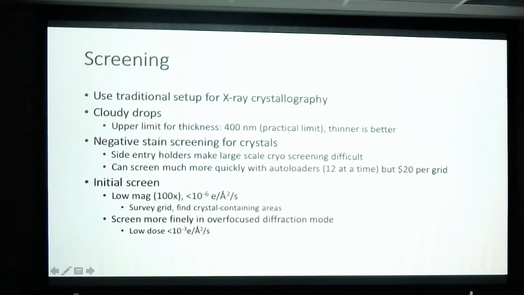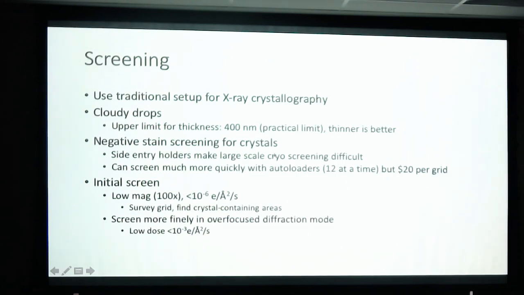Like I said, you'd use a traditional setup for X-ray crystallography and look for cloudy drops. The crystals have to be thin in at least one dimension. They can be big in two of the dimensions, but the practical limit for thickness is around 400 nanometers, so they have to be quite thin. You would then do negative stain screening.